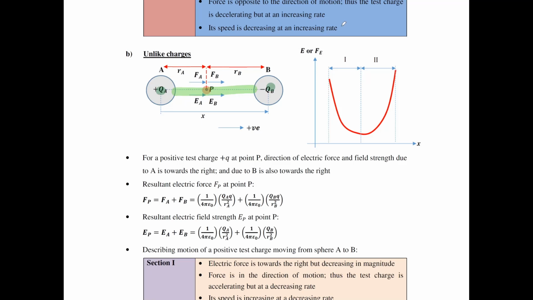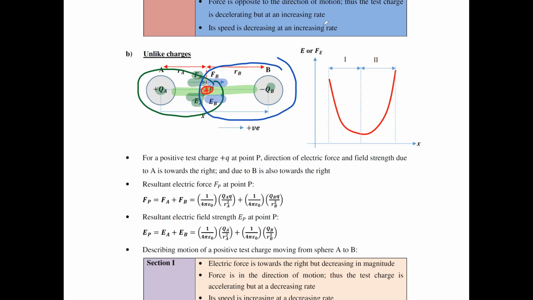But in your case, for unlike charges, it's somewhat easier because if you consider the individual effects, you consider the effect due to A first. FA would obviously be towards the right. EA will also be obviously to the right too. And then you consider the effects due to B on the positive test charge. Because this is now positive, negative, the nature of the force is attractive. The force acting on the positive test charge will be towards the right. The electric field strength due to B will also be towards the right.